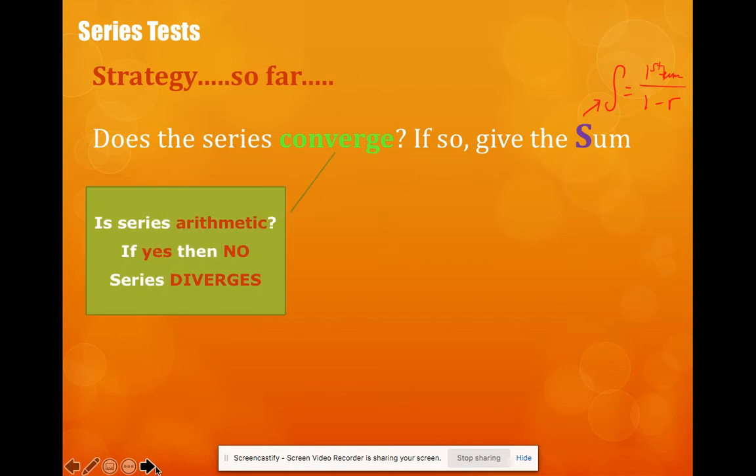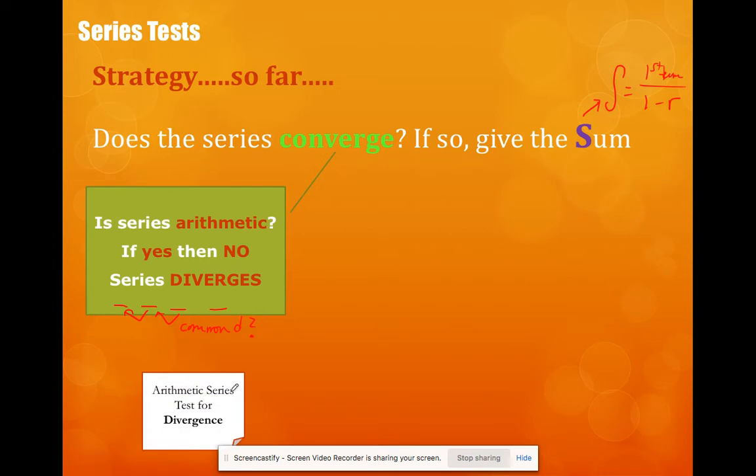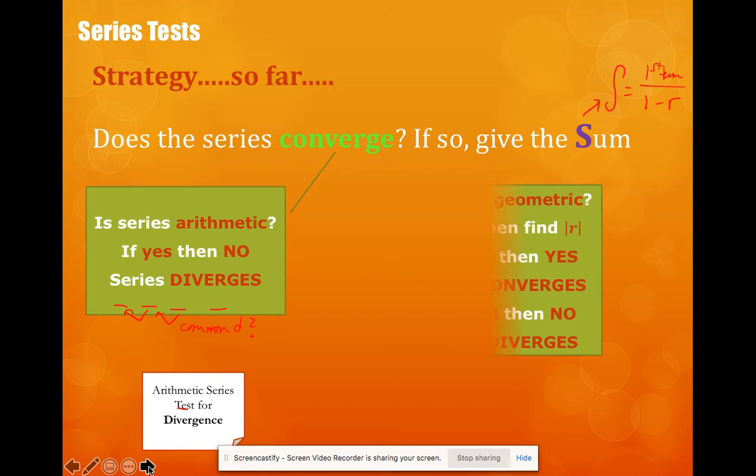So when somebody asks me if the series converges, I look to see if it's arithmetic. How do I tell if it's arithmetic? I look at the terms and I see, is there a common difference? If there's a common difference and it is arithmetic, the series diverges. Call that the arithmetic series test for divergence. Test to see if there's a common difference. If there's a common difference, you know your series diverges.